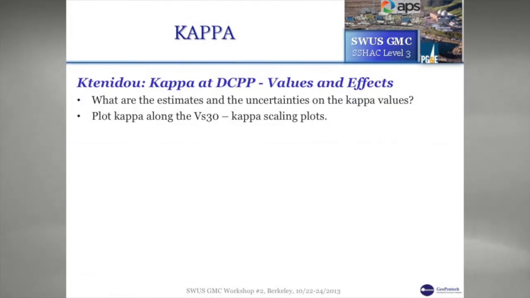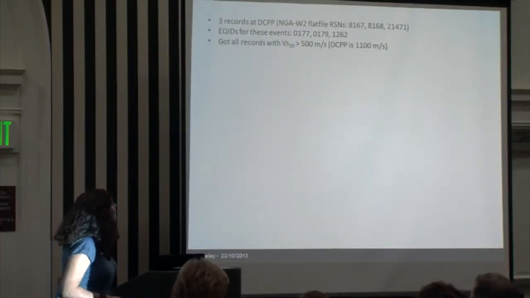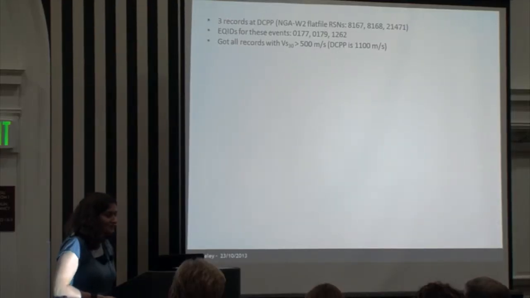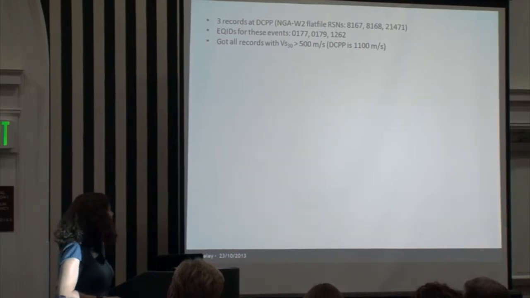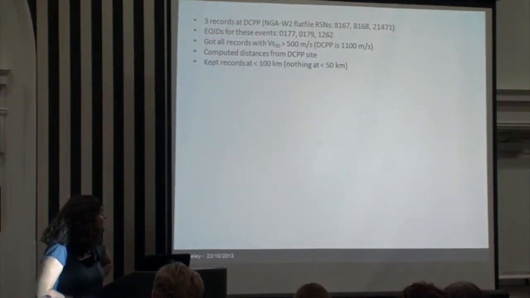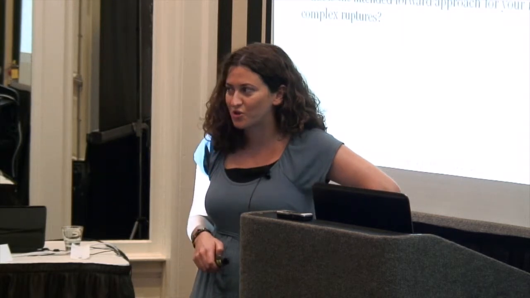We dug into the NGA-West2 flat file for these 3 events, and we kept all the records from stations on hard sites, so VS30 more than 500. DCPP is at VS30 of 1100, but we're not so lucky, so we're working with softer sites there. We got the distances from the Diablo Canyon site, and we kept everything within 100 kilometers. We were going for something short, like 50, but again, we weren't so lucky.